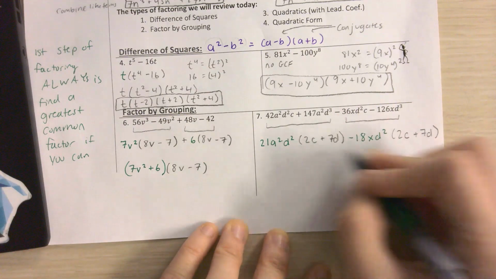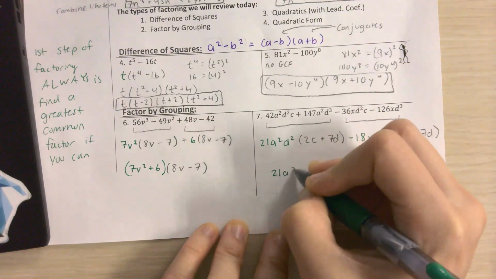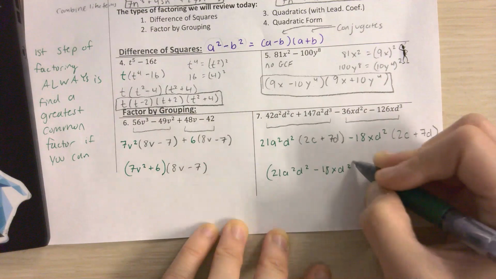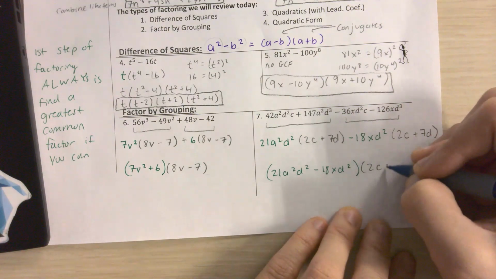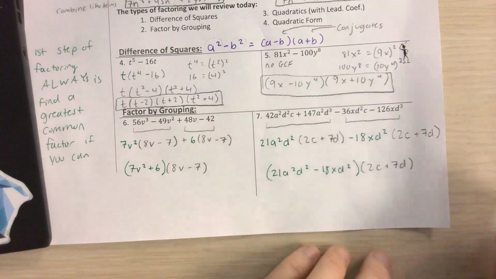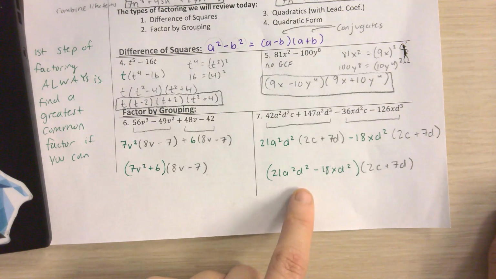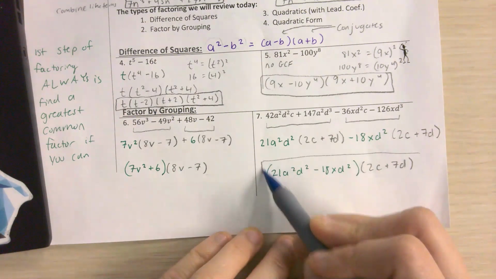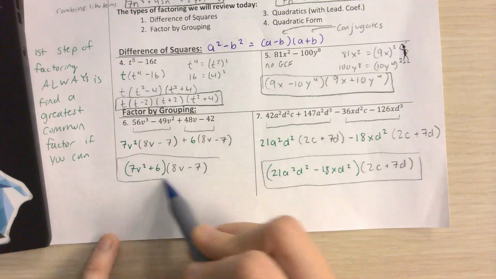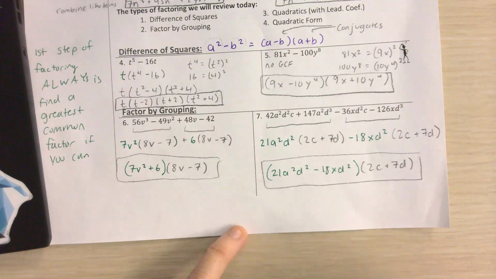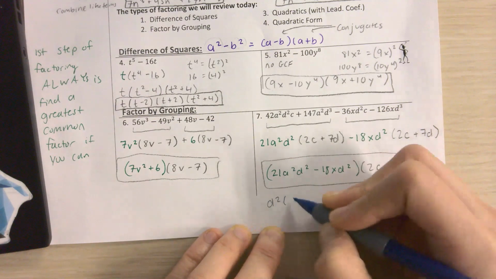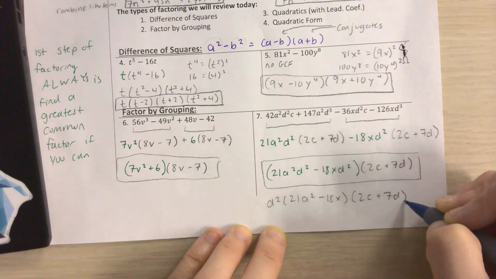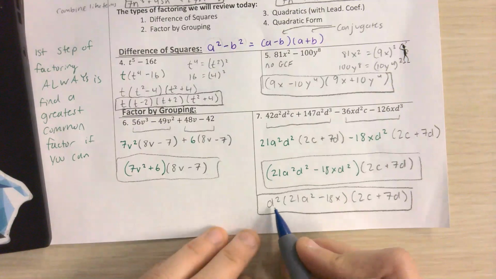Or we have our like factors here. We're going to take out these in front. 21a squared d squared minus 18xd squared. And then we have 2c plus 7d. And we actually could factor a little bit. Oh, actually, no, this is it, right? We can't do difference of squares or anything, so this is our final factored form. I guess if we wanted to, we could pull out a d. So we could do d squared, 21a squared minus 18x, 2c plus 7d. We could do that. Right, so this is the greatest common factor in that guy.